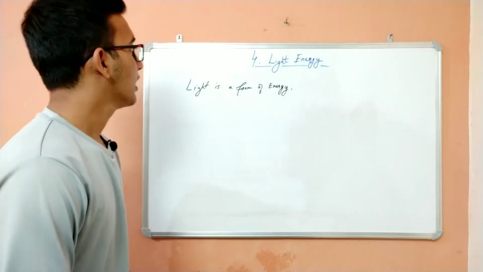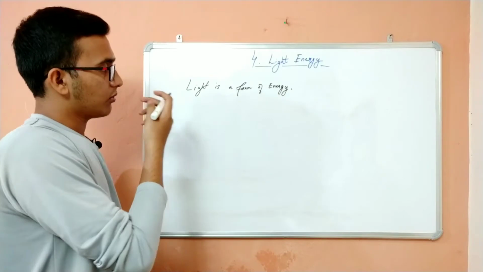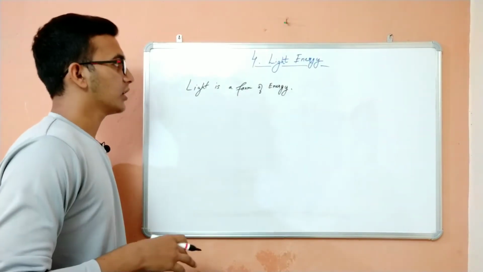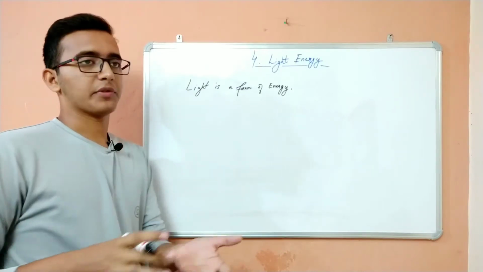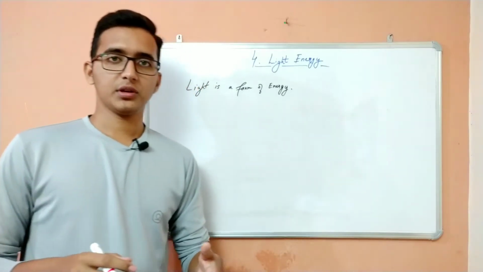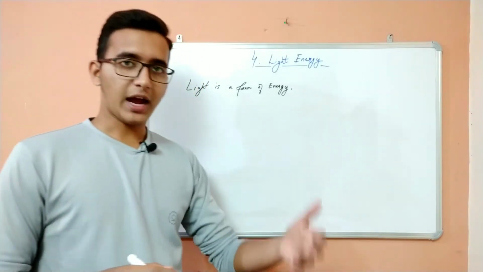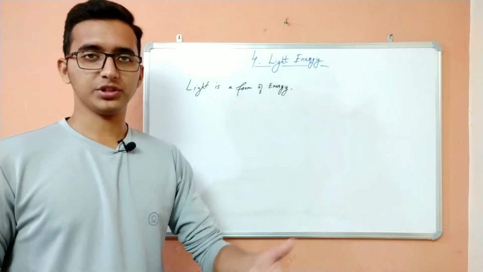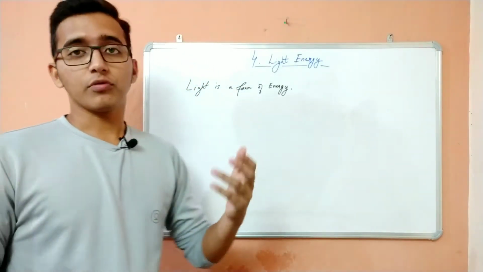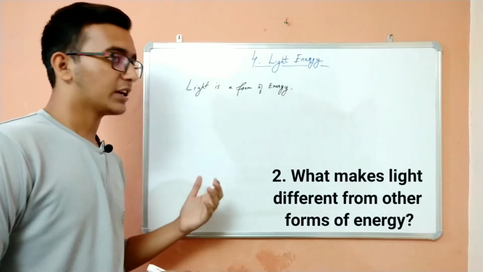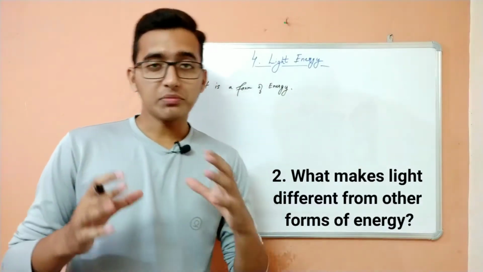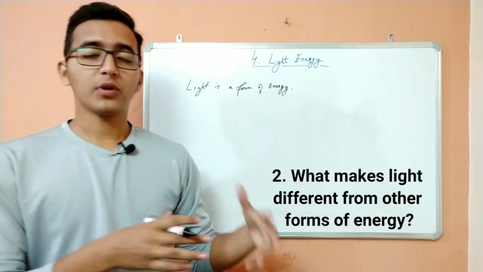Very important. Now, my question was, what is light? And the answer is basically light is a form of energy. So what form of energy? There are various forms of energy. Heat is a form of energy. Something that is moving also has some kind of energy, kinetic energy or potential energy. Now light is also a form of energy. So what makes light different from other forms of energy? Write this question. What makes light different from other forms of energy?